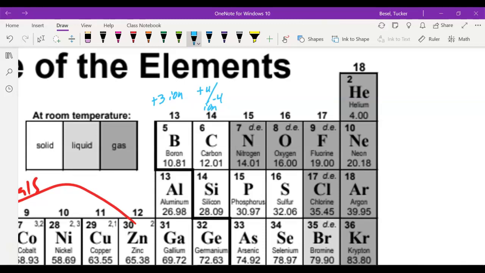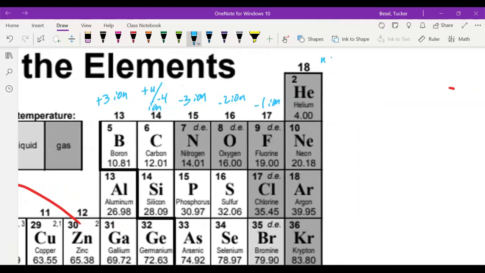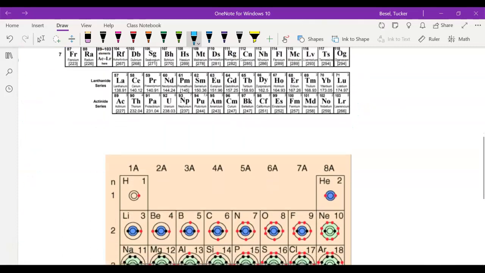Nitrogen's column, 15, is going to be a minus 3 ion, then minus 2 ion, then minus 1 ion. And then these ones are not going to form ions, so no ions in this column. Okay? Because again, fluorine is just going to gain one electron to become a -1 charge. Oxygen is going to gain 2 electrons to become negatively charged, and so on.